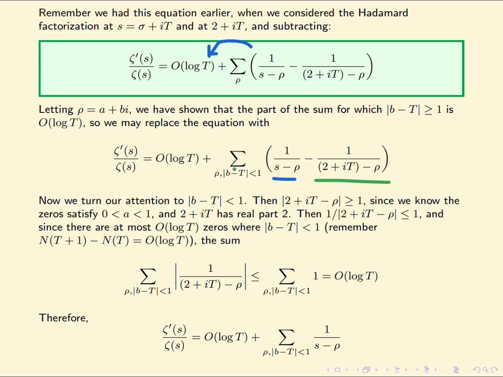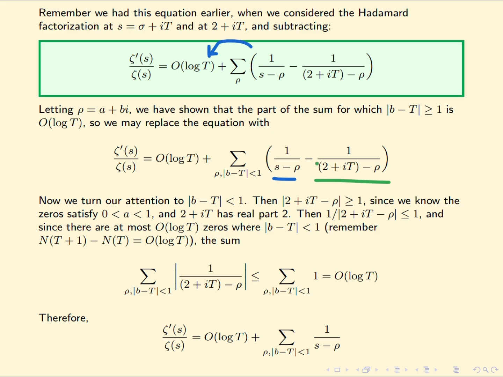Right, and then because there are at most log t zeros in this section, or the number of n of t plus 1 minus n of t is O of log of t. But then technically you have a height 2 rectangle here because this is absolute value less than 1. But that's also just log of t. That's just like 2 times log of t, which is O of log of t.